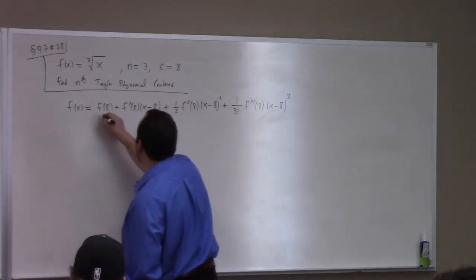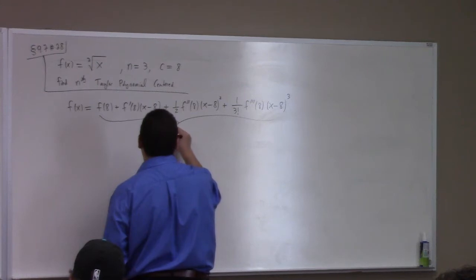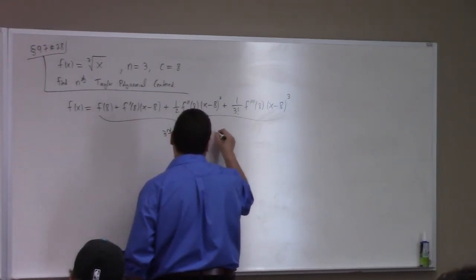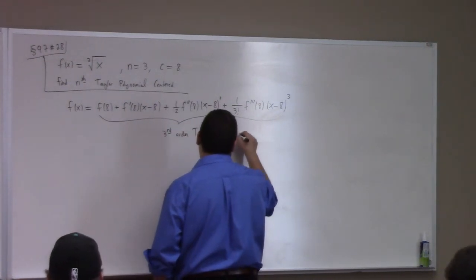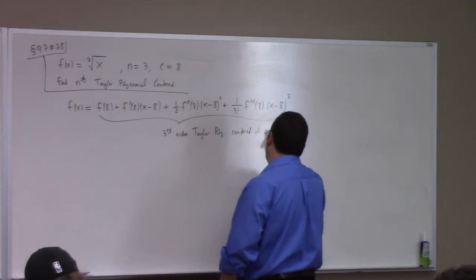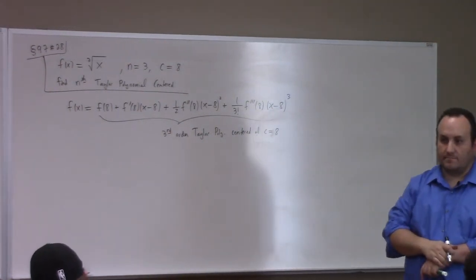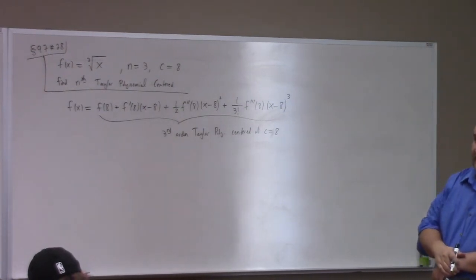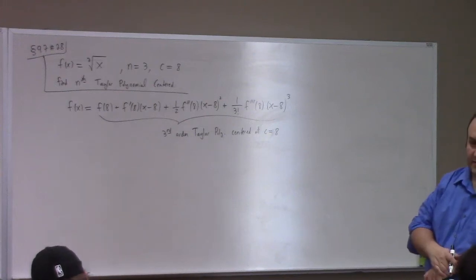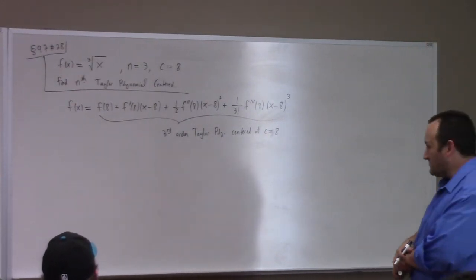This is the third order Taylor polynomial centered at c equals 8. So all we got to do is calculate the derivatives and plug them in. This is just like finding a tangent line, except instead of differentiating once, we had to differentiate a few times. And in so doing, we can construct the best cubic approximation.